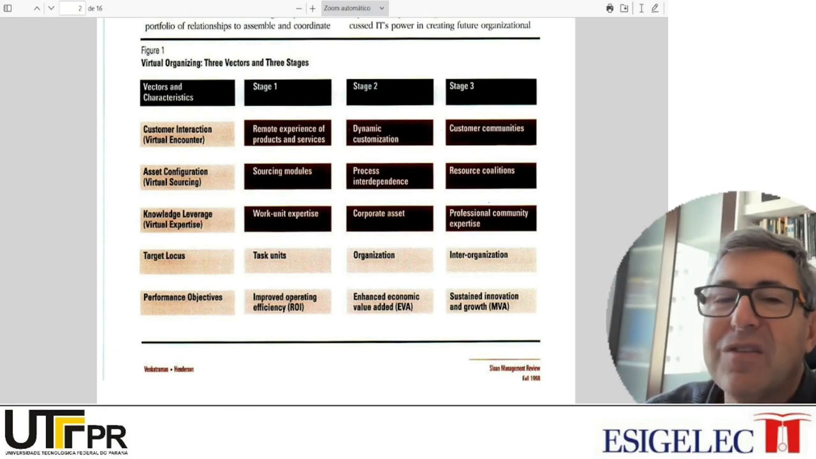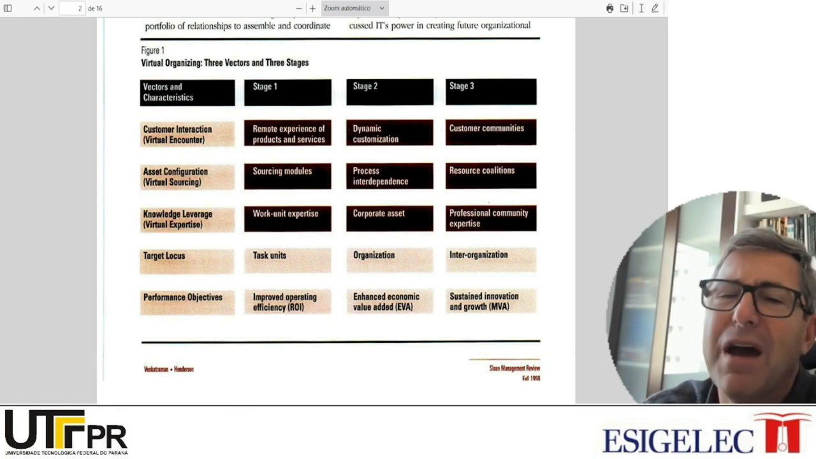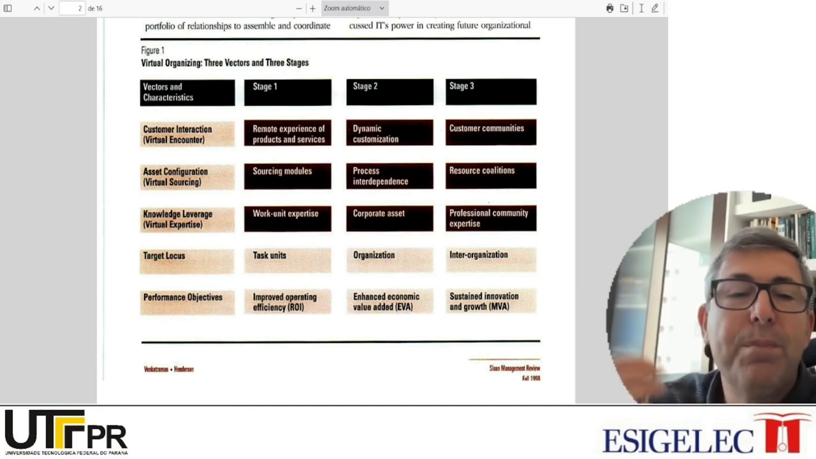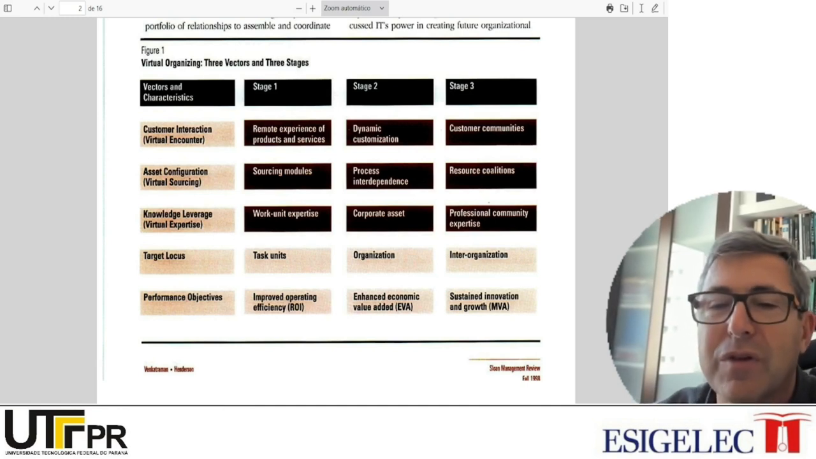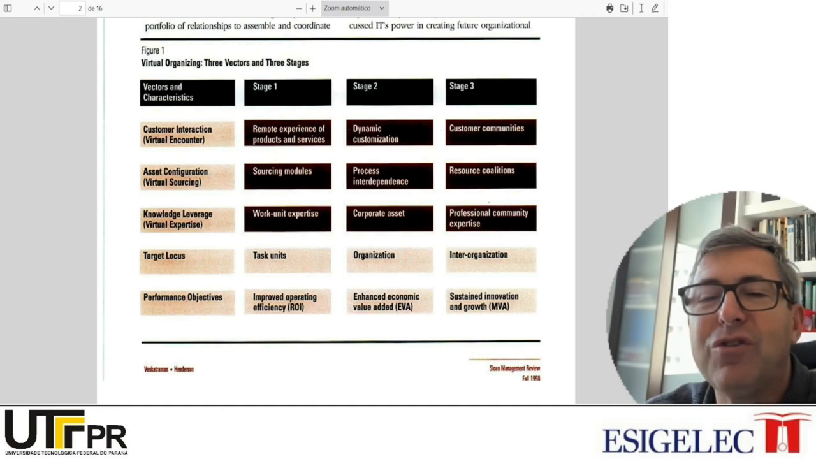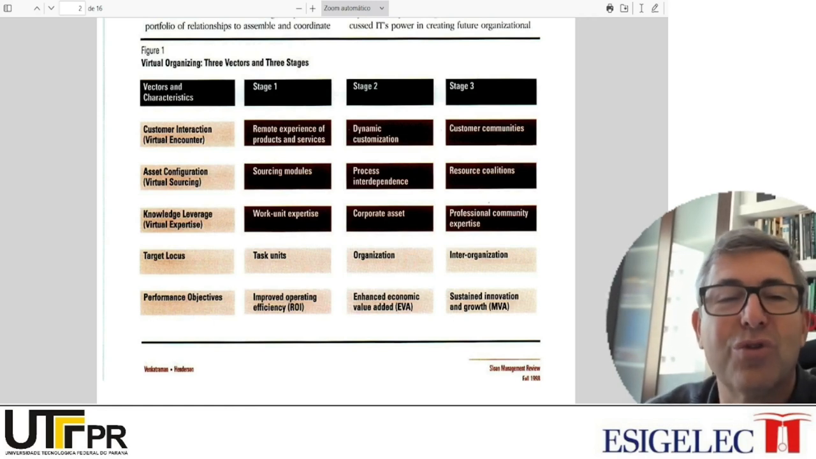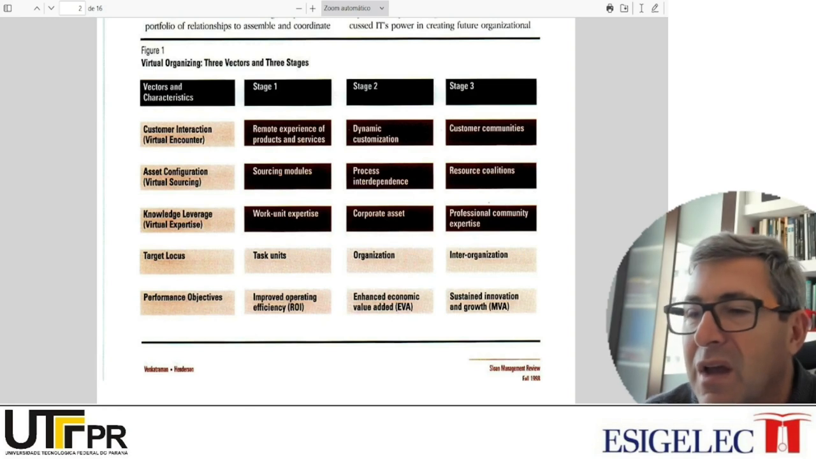So again, it's a simple model, but I think it's a model that tells us everything that we usually do with technology. Why should we bring technology into an organization? Either to improve the process, which has more to do with the second vector, production asset configuration, or to improve the value, which has a lot to do with the first vector, customer interaction, understanding what the customer wants. And the third vector is a means by which I make sure that whatever I learned through the first two vectors will be incorporated into the organization and will help us make this organization better in the future also.